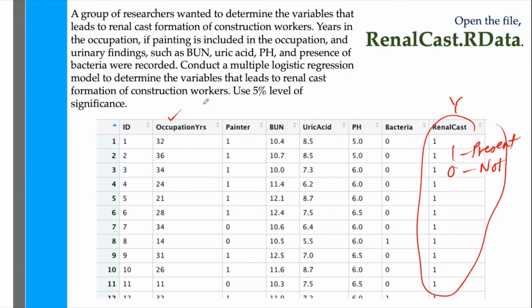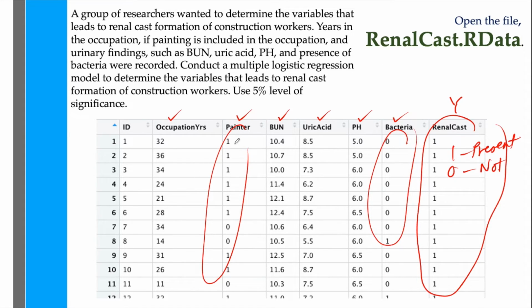The years of occupation, whether painting is included in the occupation, and urinary findings such as BUN, the uric acid, the pH, and whether there is bacteria in the urine were recorded. So note that painter and bacteria are also categorical variables. So 1 here means painting is included, being a construction worker, and 0 if not. In the bacteria, 1 here tells us that there is bacteria in the urine and 0 if not.